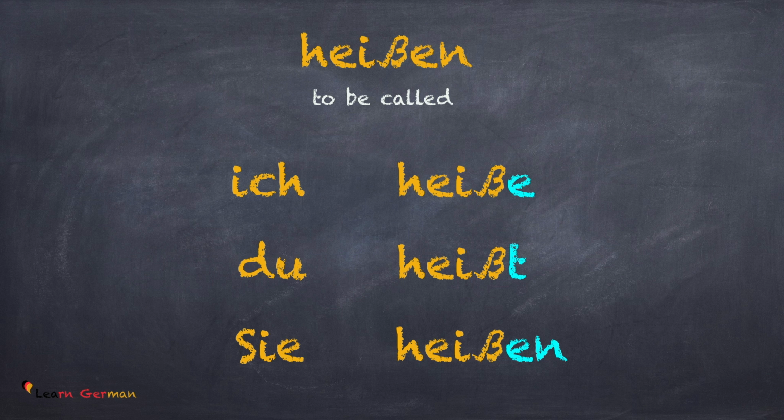You must have noticed here in the verb conjugation for du, there is an s missing. This is because heißen already has an s sound. Therefore, when you conjugate it with du, the s goes away and you have du heißt.